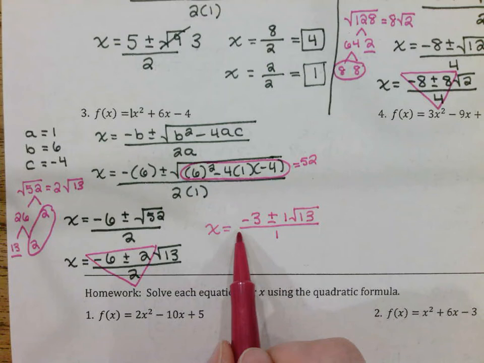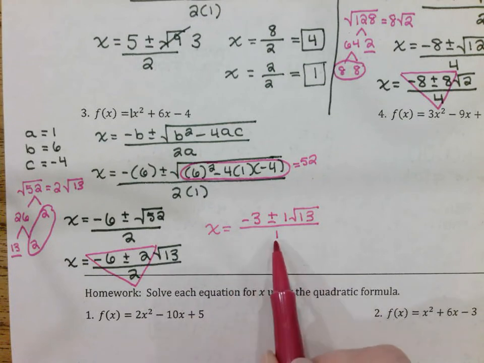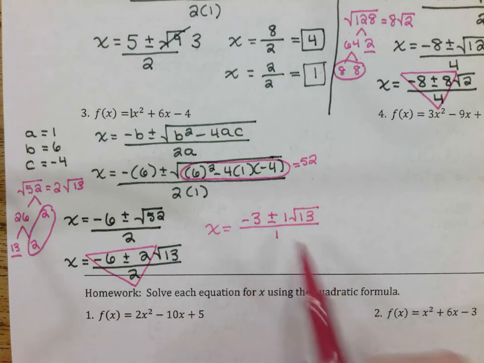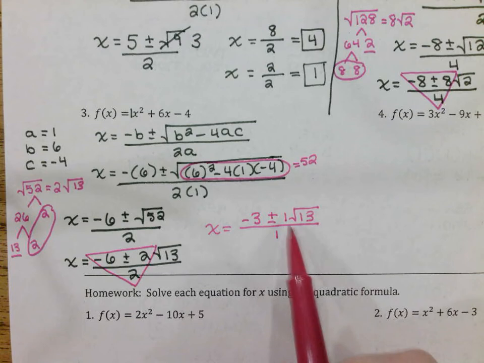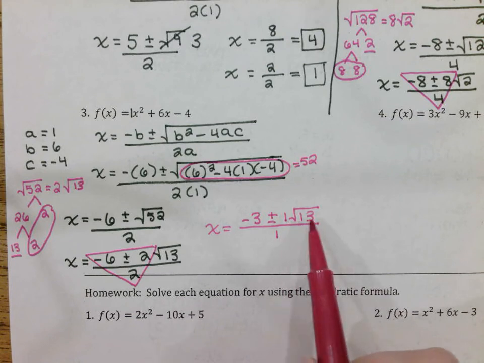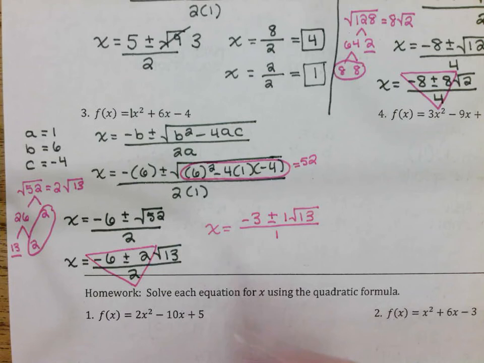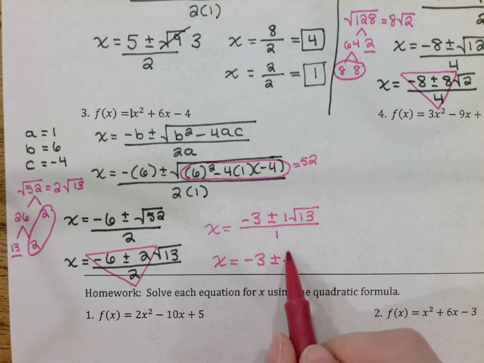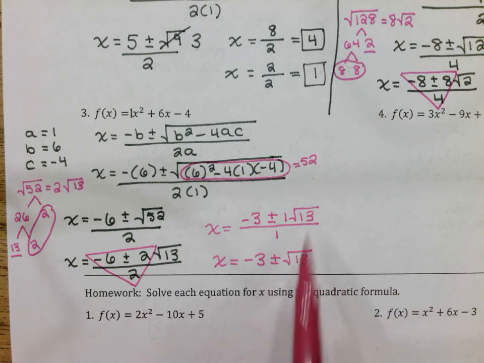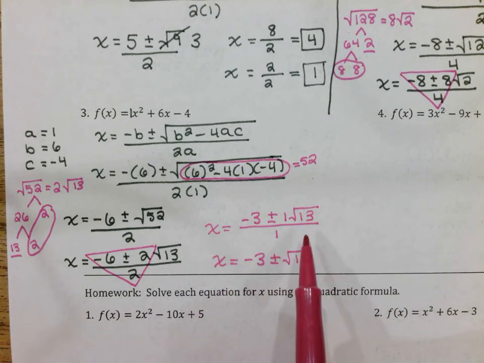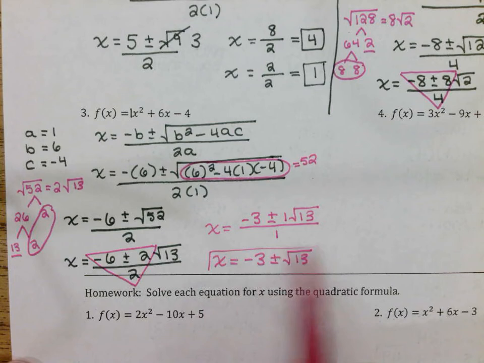Again, we don't have to keep the divided by 1 because anything divided by 1 is just itself. And also, I don't have to have this 1 in front of the radical. It's always understood to have a coefficient of 1 anyway. So if we want to really clean this up, we have -3 plus or minus the square root of 13. This is a perfectly fine answer. I'm okay with it. This is just a better one. It's more clean looking.